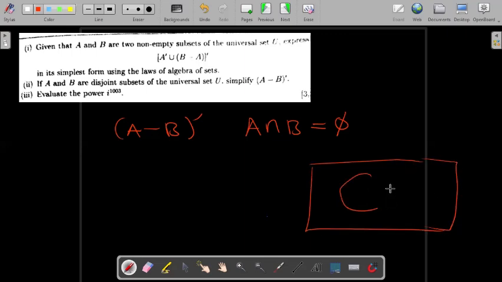I'll have my set A. The other side, my set B. So I have A and B. They do not have any common factor, so they do not intersect. Then I have the universal set like that. So now what is this here?